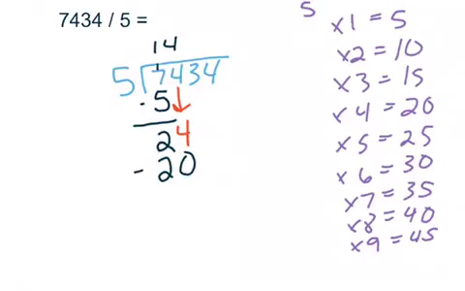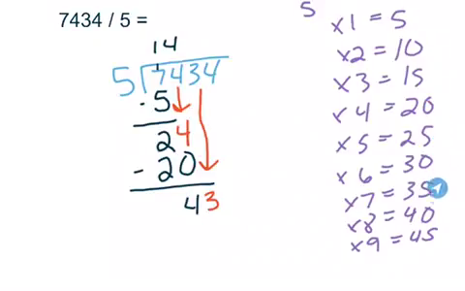Then I subtract again to find the difference. And I'm left with 4, which again I know can be correct because 4 is less than my 5. And then I bring down the next digit from my dividend. And I now have 43. And I repeat the same process. 5 multiplied by what is going to get me the closest to 43 without going over?